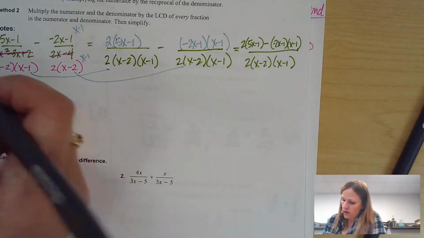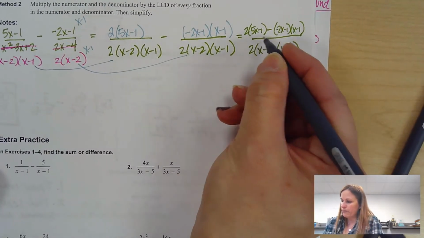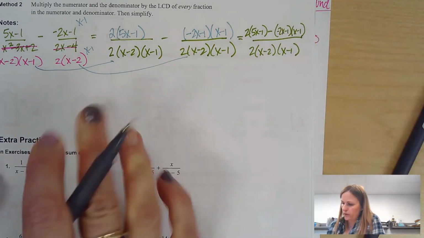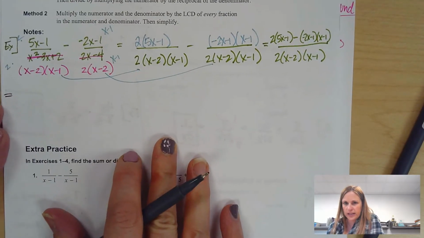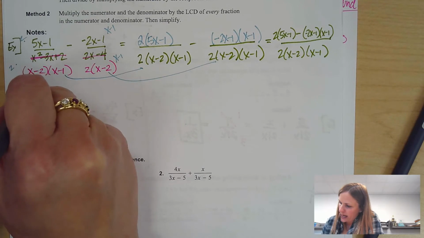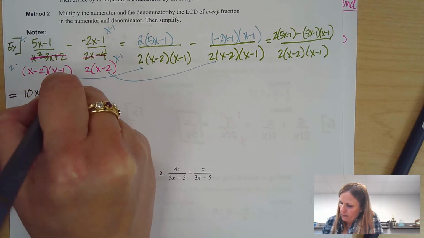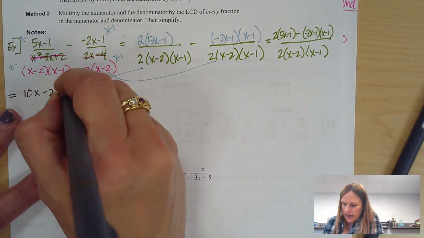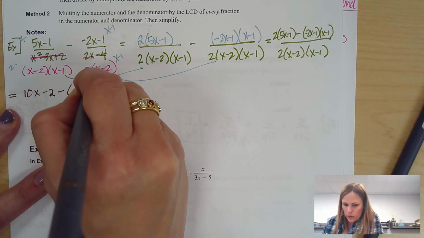So now I'm going to go ahead and expand all this stuff out. Be careful with your negative sign here. You're going to eventually have to distribute, so watch all your signs. So I'm going to simplify my numerator. On the top, I'm going to get 10x minus 2 minus, and then I'm just going to go ahead and distribute this. So I get negative 2x squared.